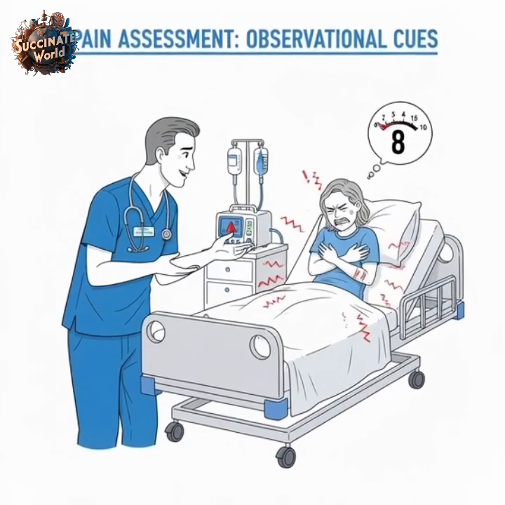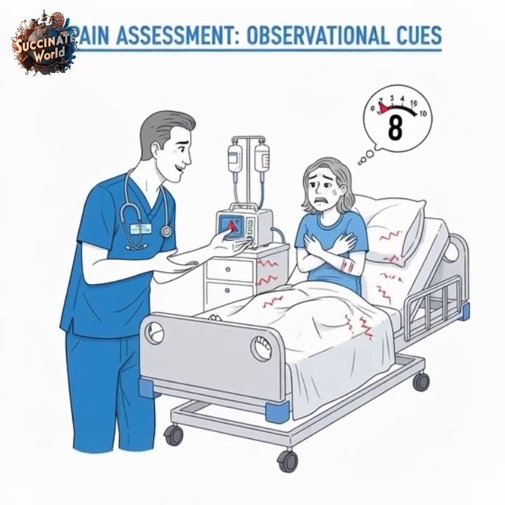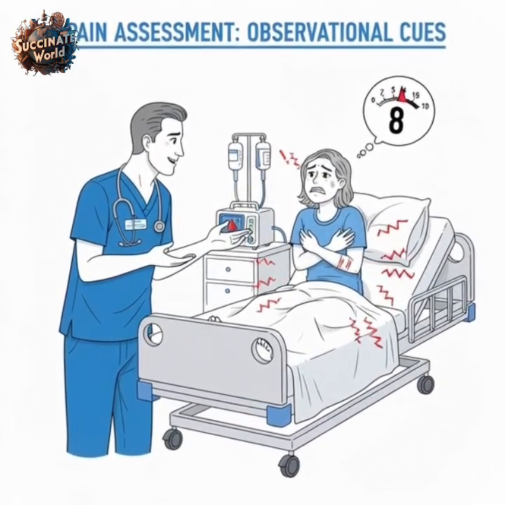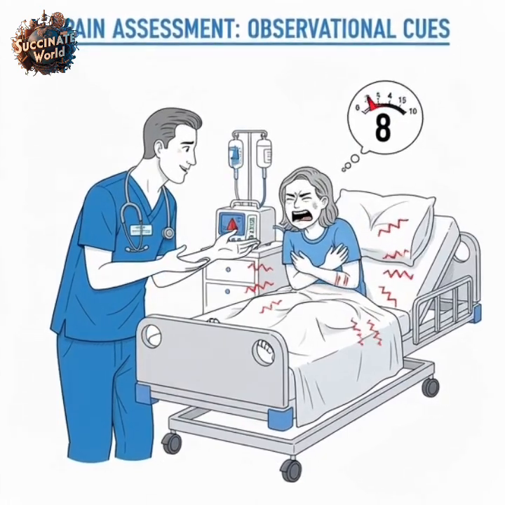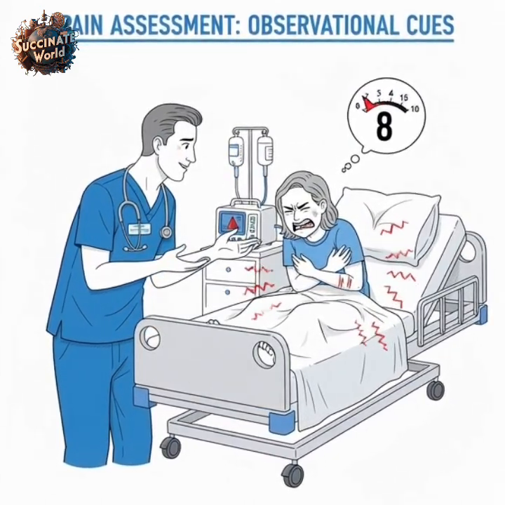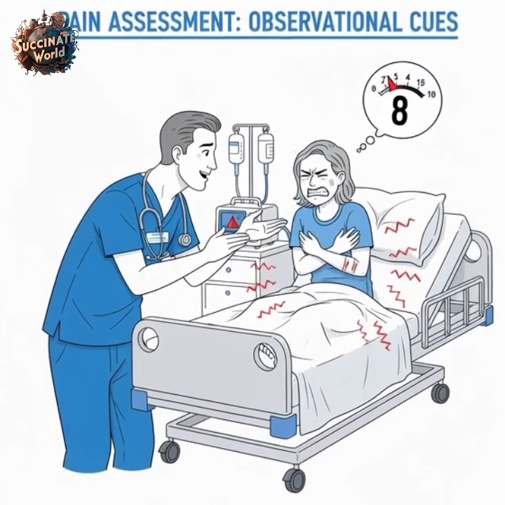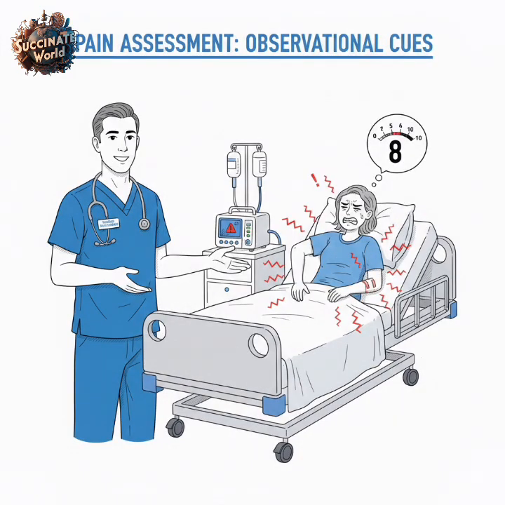Restlessness is a key warning sign in critical care. It may indicate pain, anxiety, hypoxia, or delirium. Pain may be verbal or behavioral: grimacing, guarding, withdrawal, crying, or agitation. Never assume pain is absent because a patient is silent.